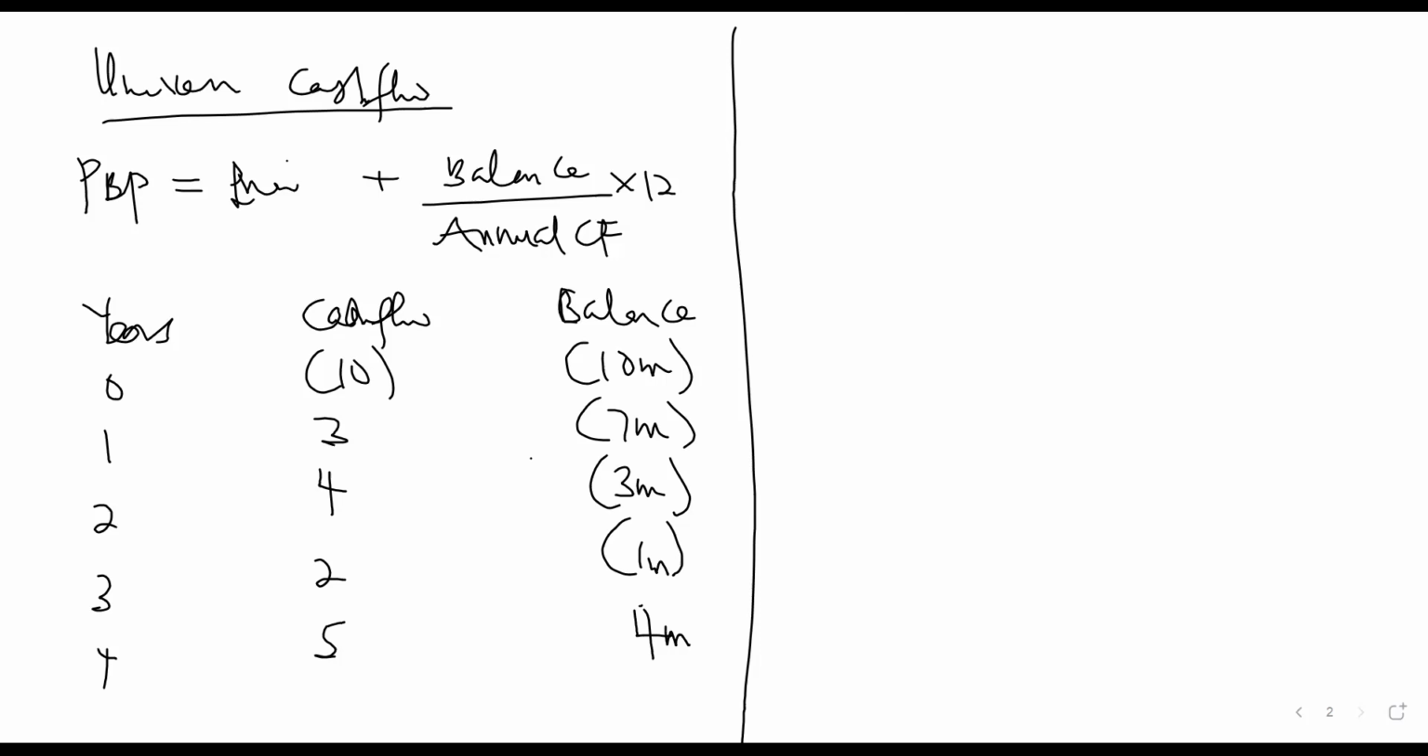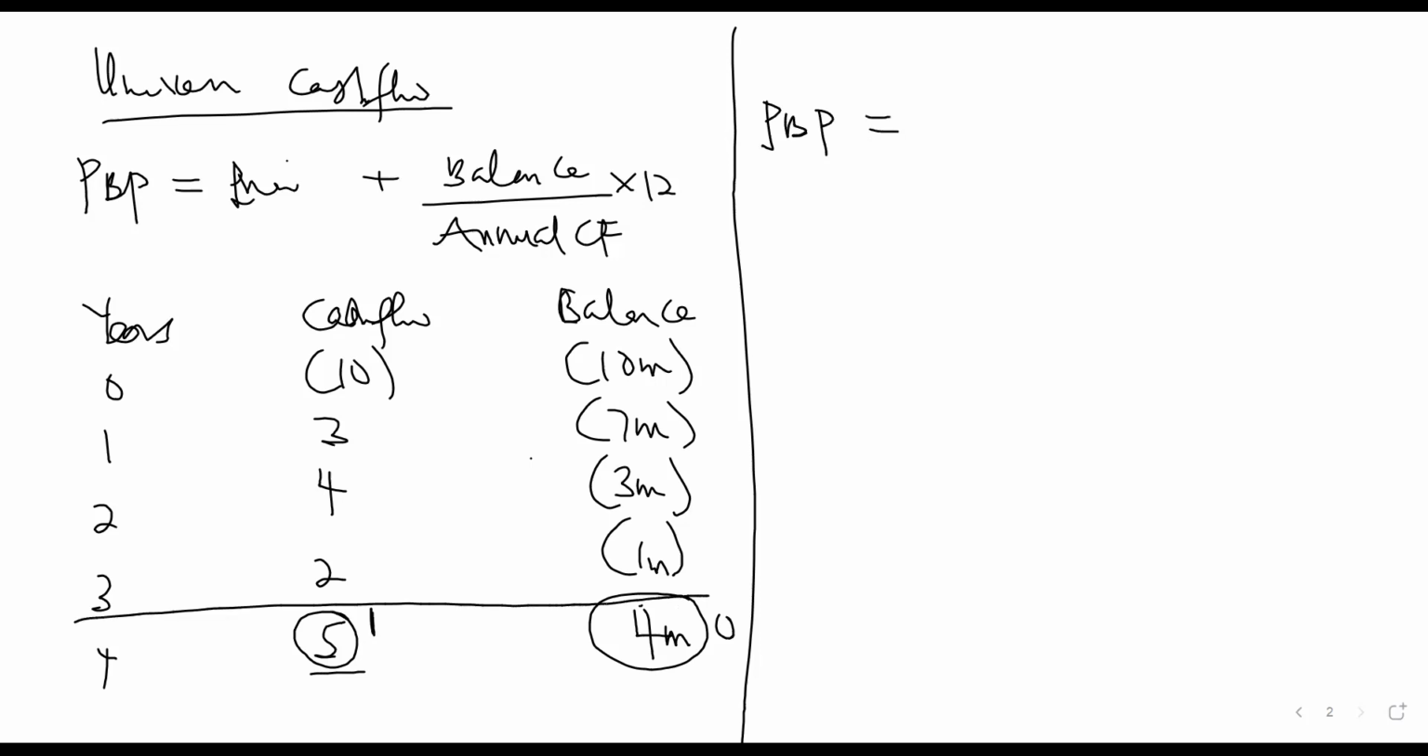Okay, you can see that we only say the project has paid back in the full year if the balance is 0. But you can see the total cash flow for the 4th year is 5 million. We need only 1 million out of this for the project to pay back. So if you want to find your payback period, you can see that you have already done 3 years, but the project has not paid back. So you have your 3 years.